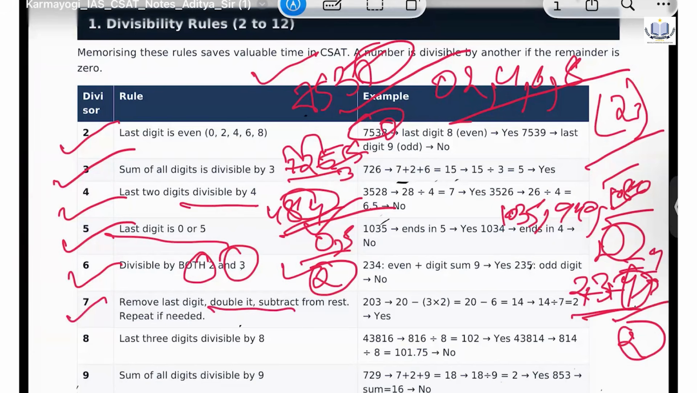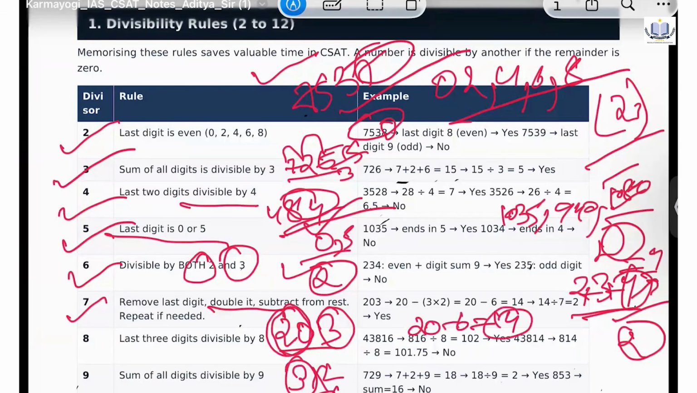Then for 7, it is a simple rule. Let's take the number 203. Remove the last digit, that is 3, multiply it by 2, it will become 6. Now subtract it from the rest of the number. 20 minus 6 is equal to 14. Is 14 divisible by 7? Yes. So the number will be divisible by 7.